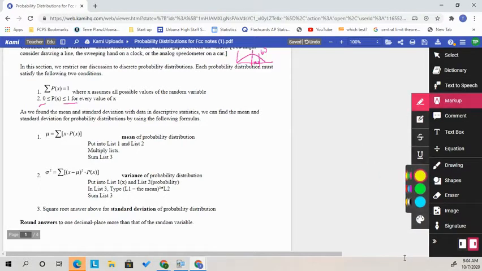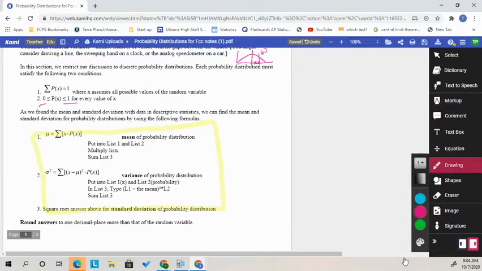I'm going to highlight this box because it's super important in how we're going to do these formulas. So you want to put a little star around it or highlight this box. These are our 2 formulas that we're going to calculate today. Basically, we have x, which are our outcomes, and a probability that corresponds to that. The x's are going to go in list 1, and the probabilities are going to go in list 2. Then we're going to multiply the lists together, and then we're going to sum that up.